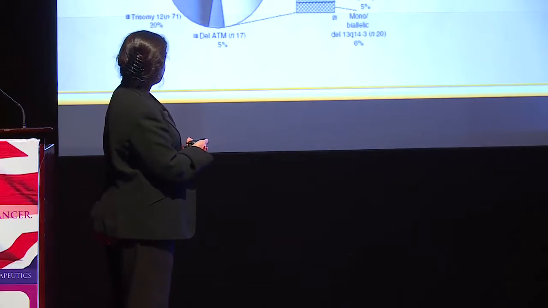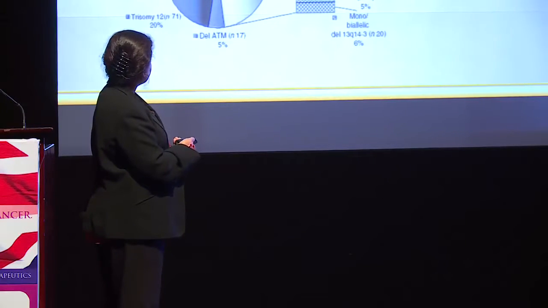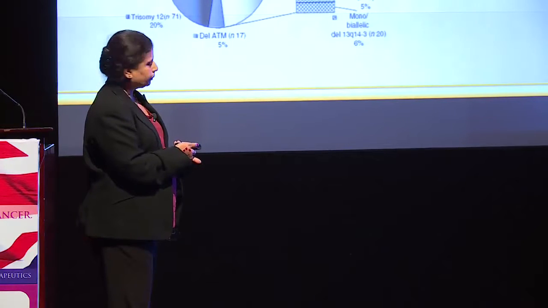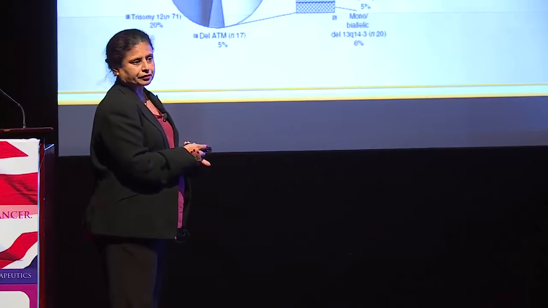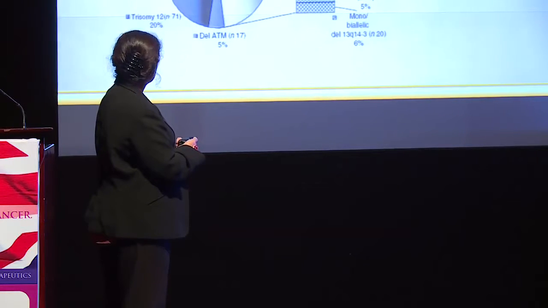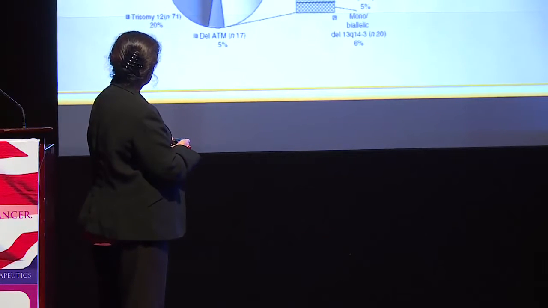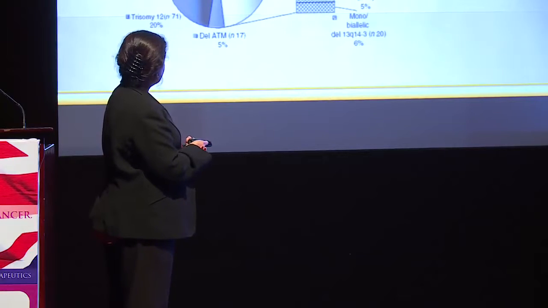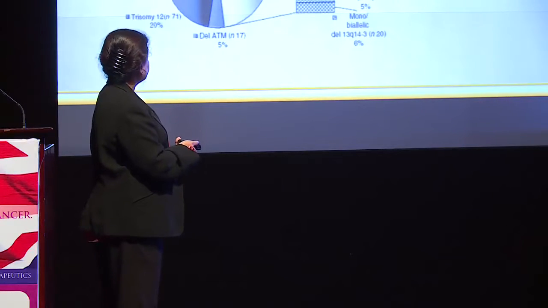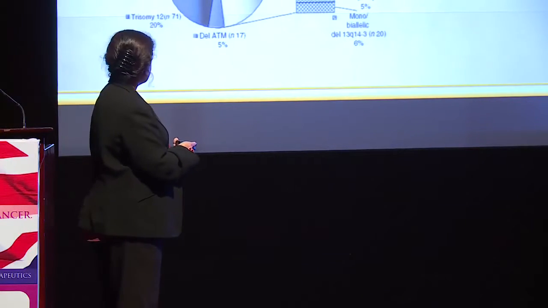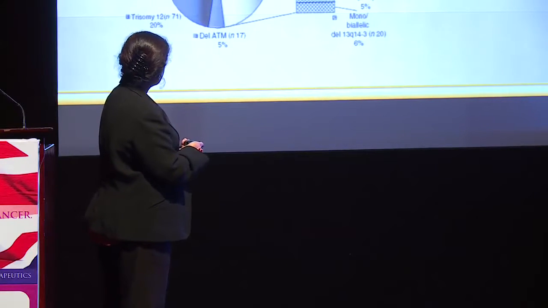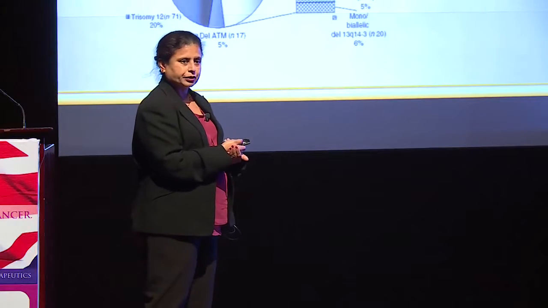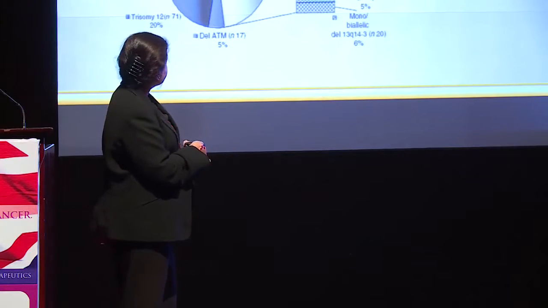In CLL, the common chromosomal abnormalities are deletion of 13q, deletion of the ATM gene, and deletion of the TP53 gene, as well as trisomy 12. Deletions of 13q confer a good prognosis. Trisomy 12 is intermediate prognosis, and deletion of ATM and P53 are poor prognostic indicators.